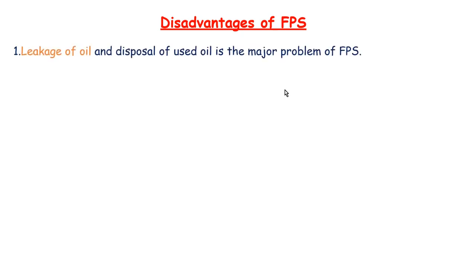Now we'll move on to disadvantages of fluid power system. First one, leakage of oil and disposal of oil used is the major problem of fluid power system. Since hydraulic oil is used, there is a chance of leakage and disposal of this leaked oil is a major problem of fluid power system. You might have seen this also in many of the fluid power systems.